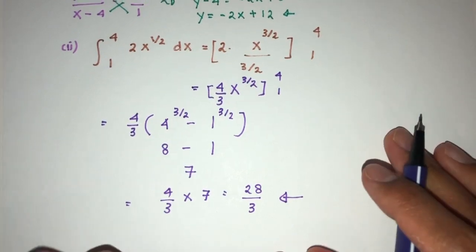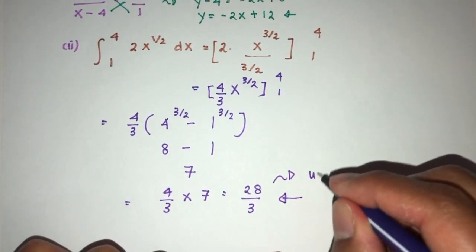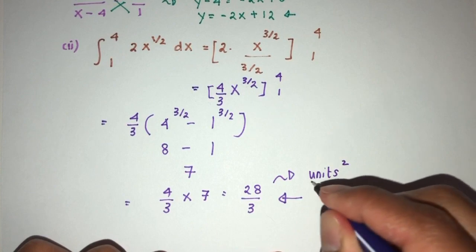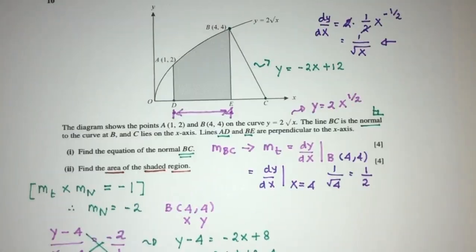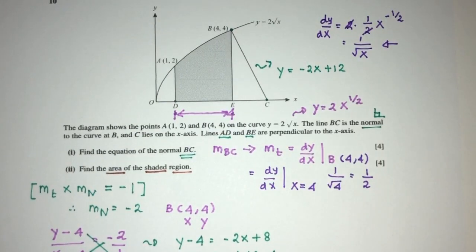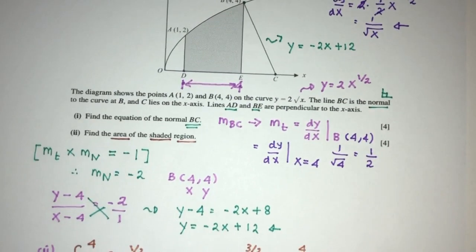Okay, so this will be the area that we need to find. Of course, we have to write units squared at the end. This is purely simple integration and some concepts we have to know for finding the equation of a normal. So that will be the question in regards to integration and area under the curve.